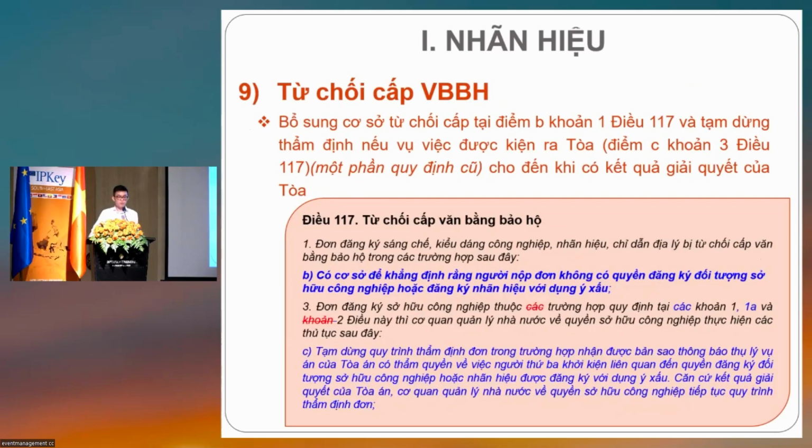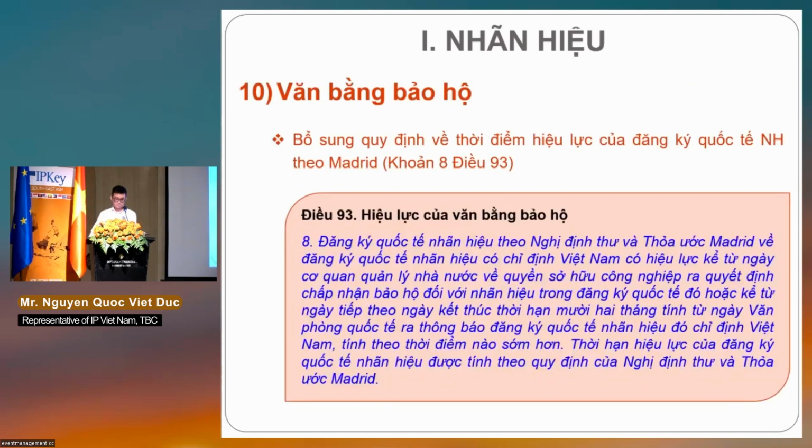Now, point number 9 is about the refusal to grant the protection certificate. There must be a legal basis to confirm that the trademarks were registered in bad faith.